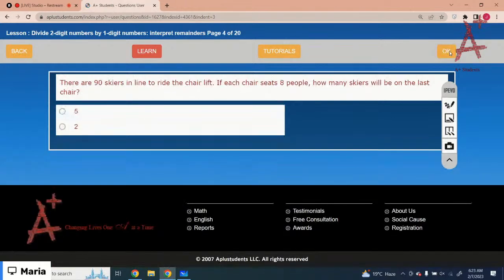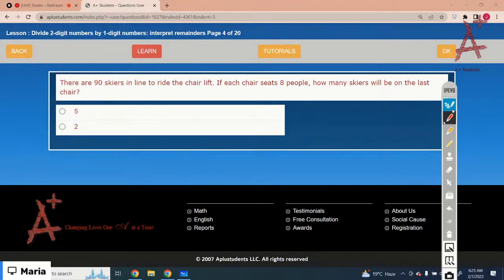Okay, the next one is there are 90 skiers in line to ride the chairlift. If each chair seats 8 people, how many skiers will be on the last chair? So one chair has 8 people. So let's just divide 90 by 8. 8 times 9 is 72.